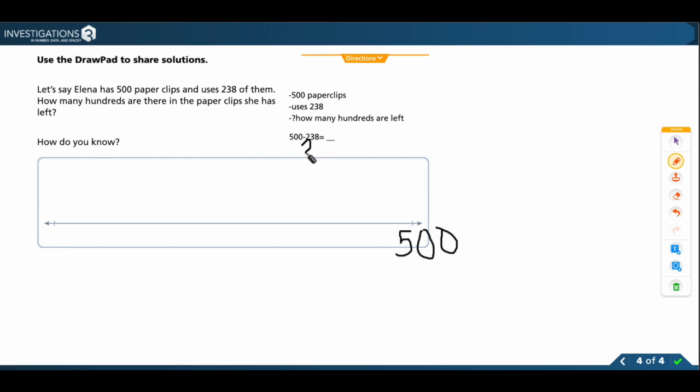I first want to take away my hundreds, so 200. And then I'm going to break up my number, so 200 plus 30 plus 8 is equal to 238. So now I'm taking away 200. And that would bring me to 500 minus 200 would be 300. Now let's take away 30.